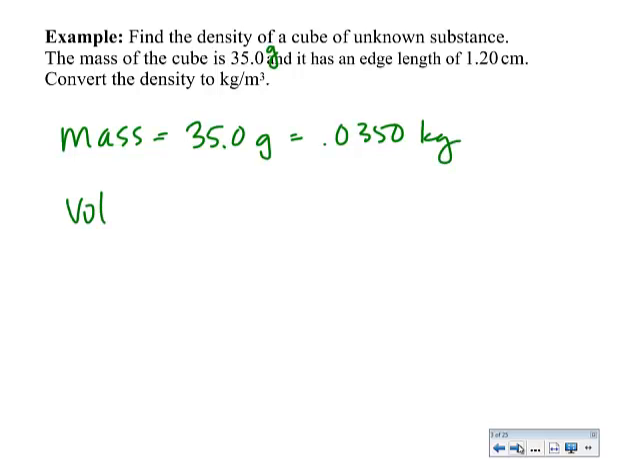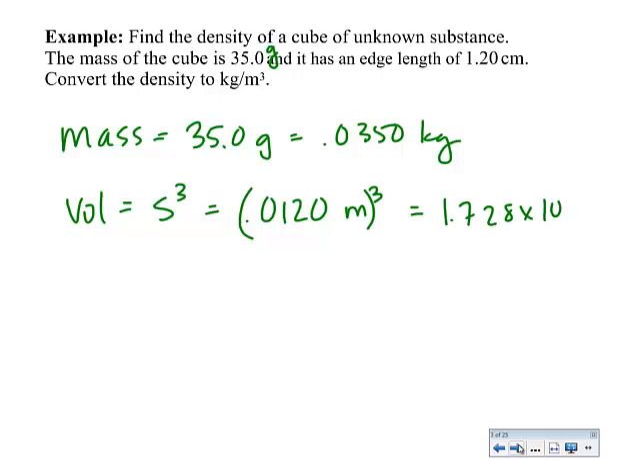The volume of a cube is equal to the side length cubed, which would be equal to 0.012 meters. And then I'm going to cube that side length. And when I do, 0.012 cubed is 1.728 times 10 to the negative 6 cubic meters.